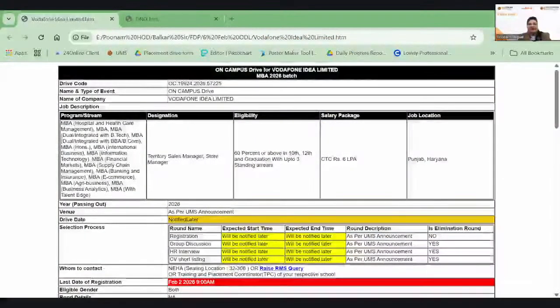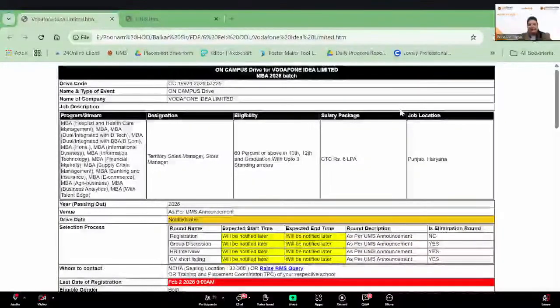Ma'am, your screen is not visible. Yes, I was just going to share with them this. Okay, is it visible to everyone now, all the students? Students, can you see this KYC there on the screen?